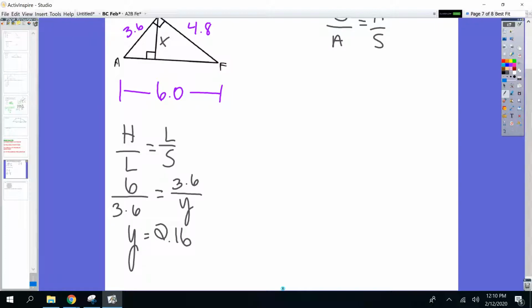2.16. Hey, honors kids, do I need to do hills again to find the other segment? No, you don't. You can if you want. Sure, it's not going to impress me, but how can I find the other segment? Subtract it from 6.0, and what's that one? 3.84. And now I have my two segments. So I can go back to SAS and say 2.16 over x equals x over 3.84.